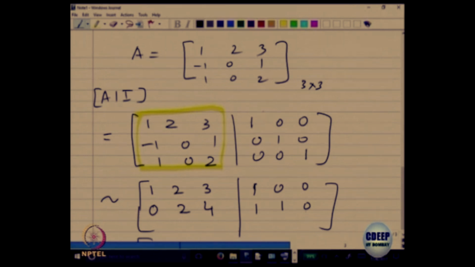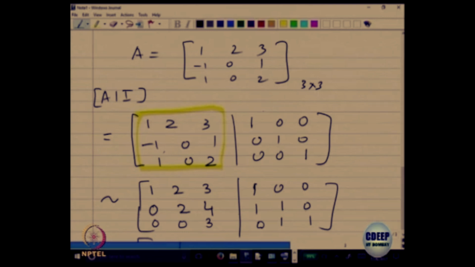I want to make the last one also 0. So what I can do is either add R2 and R3 or subtract R1 from R3, whichever I like. Let us add, because minus is already there. So R2 is added to R3. This will be 0, this will be 0, this will be 3, and adding gives 0, 1 and 1. Is that okay?